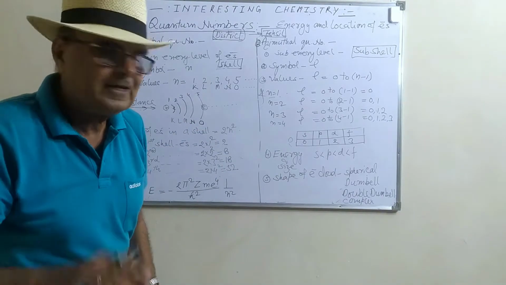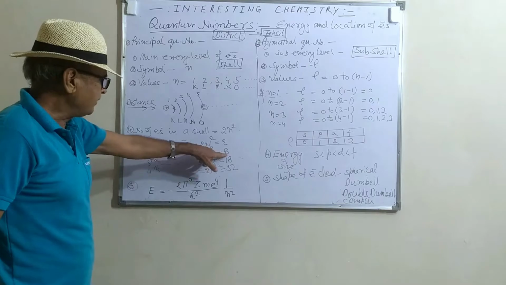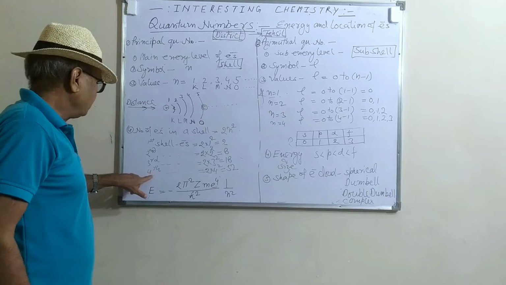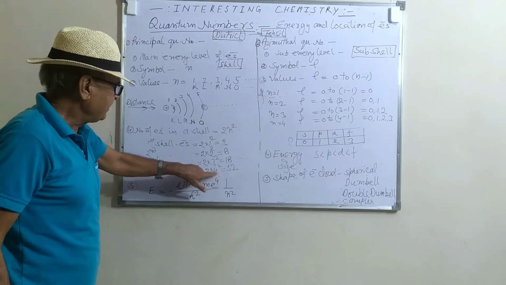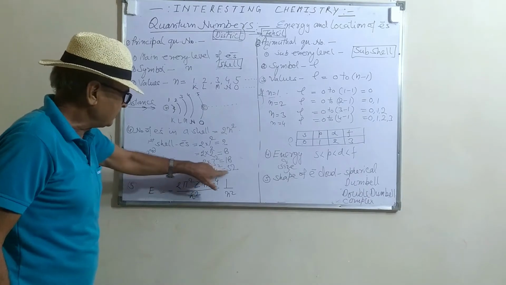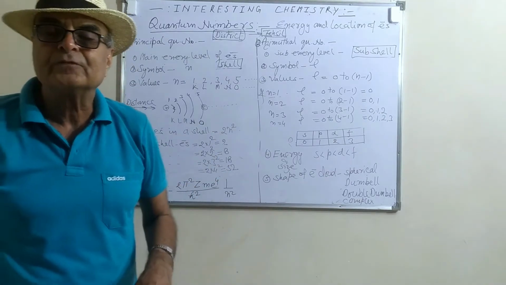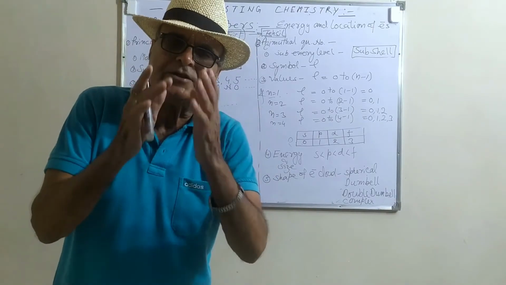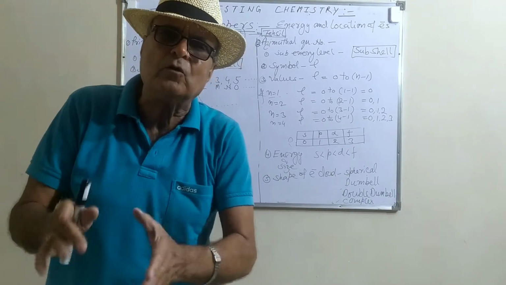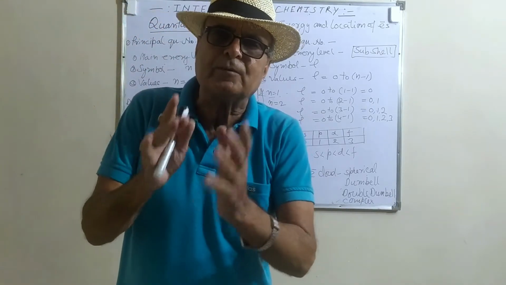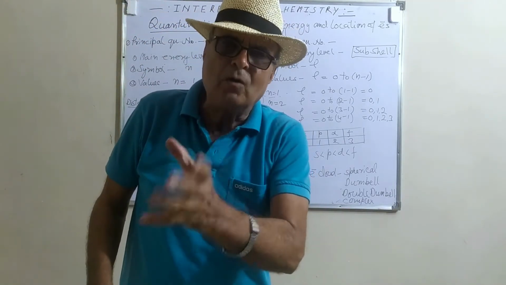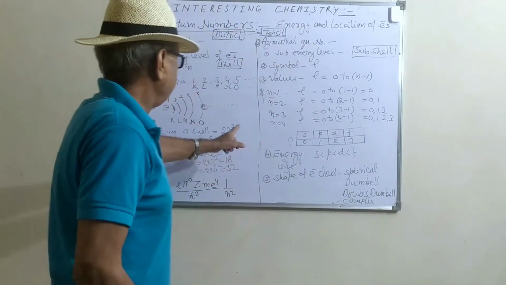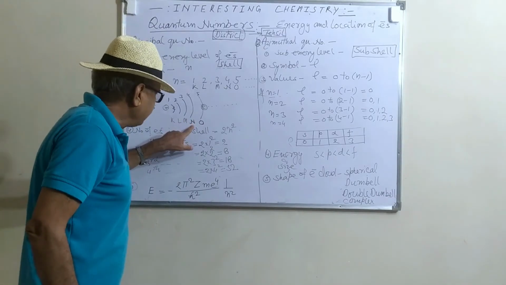And in the second cell, this will be 2 into 2 square, which is equal to 8. In the third cell, 2 into 3 square, 18. And the fourth, 2 into 4 square, 4 into 4 is 16, into 2 is 32. In this way, 2, 8, 18 and 32 are respectively the maximum number of electrons that may be found in K, L, M and N cells.